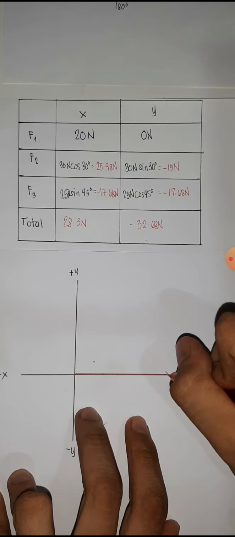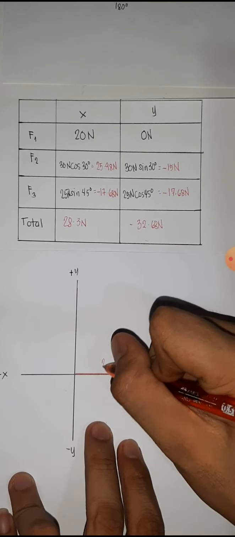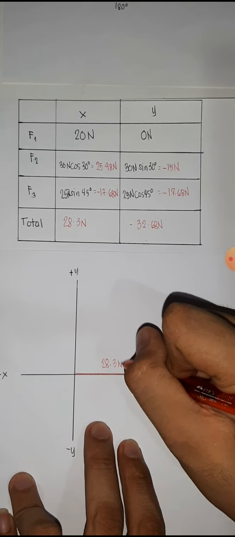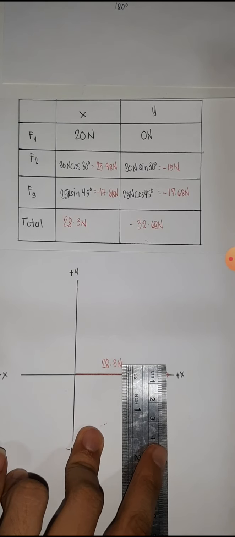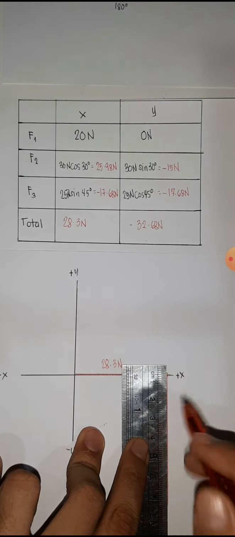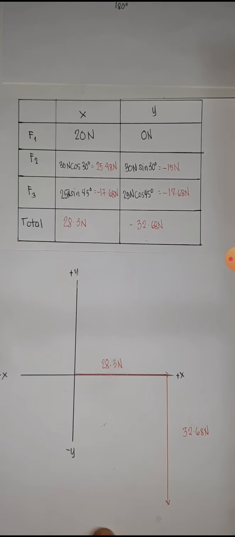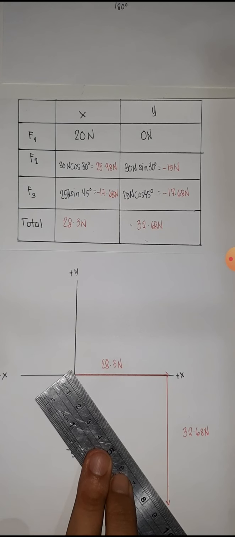Okay, so let's say that the equivalent for this one is 28.3 Newton. Since your y component is on the negative side, it should be pointing downwards. So let's say that is 32.68 Newton. So the resultant, or the combination of your x and y component, would be this one.